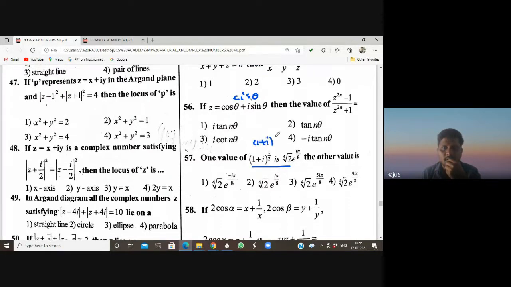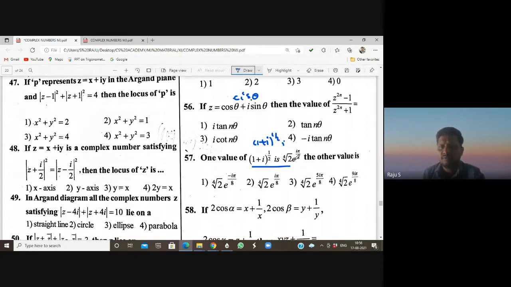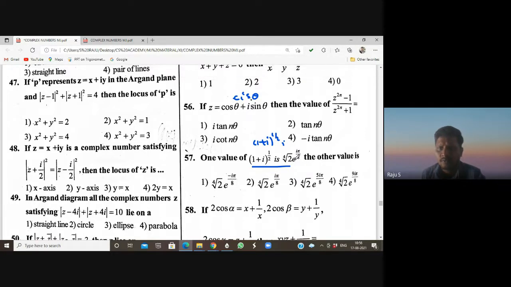One plus iota whole power 1 by 2. The value of 1 plus iota whole power 1 by 2 is fourth root of 2, e to the power of i pi. What is the other value?